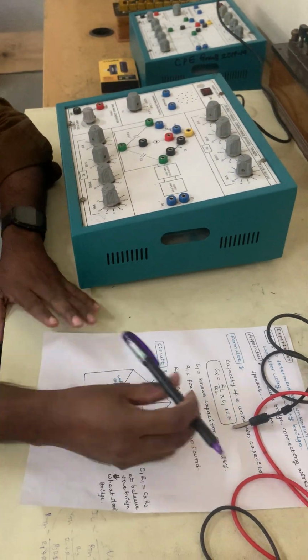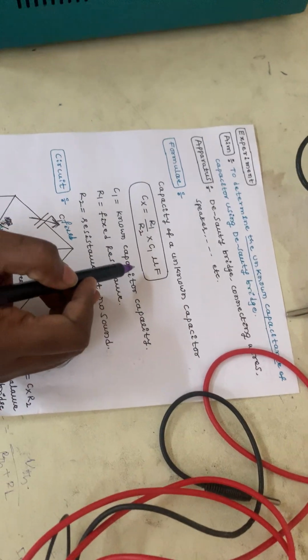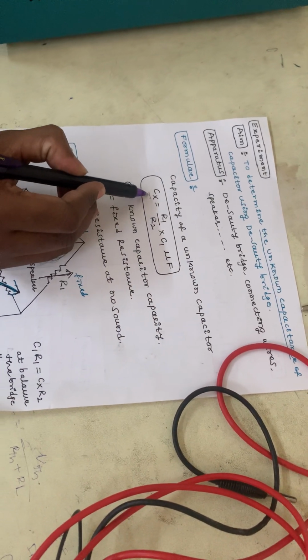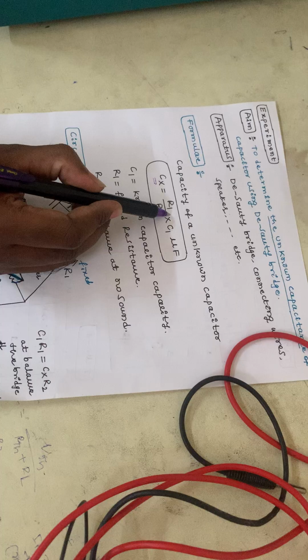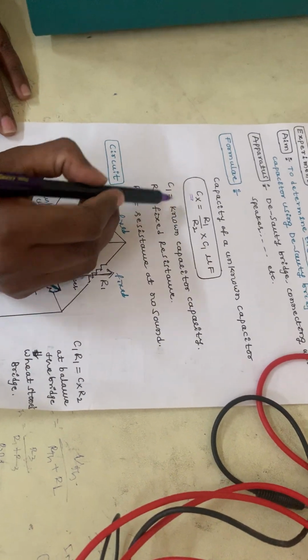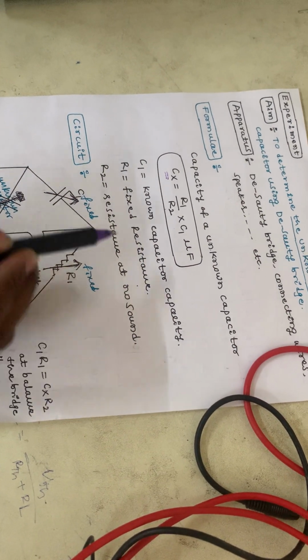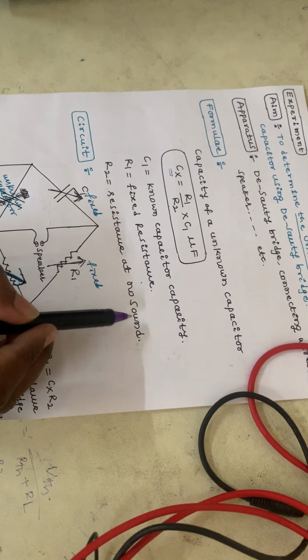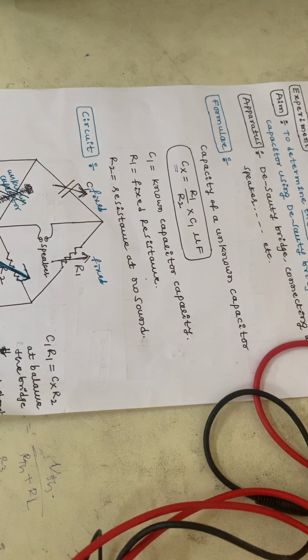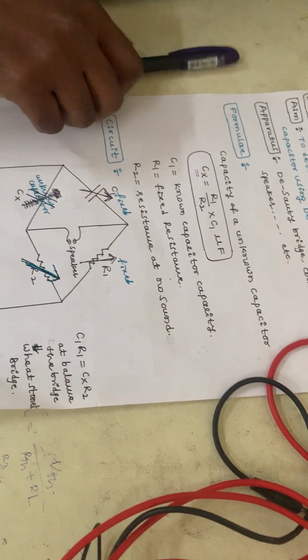So what is the formula we have to see? To calculate the unknown capacitance, I am taking the unknown capacitance as Cx, which is equal to R1 by R2 into C1. Clear? C1 is the known capacitance, R1 is a fixed resistance, R2 is the resistance at null sound we have to take. Clear? So this is the circuit diagram of the Sauty bridge.